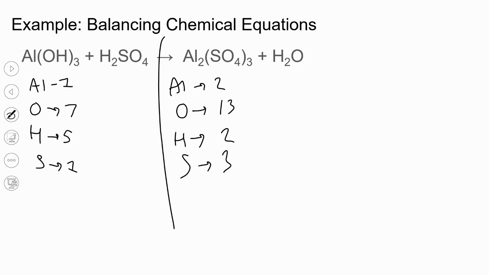Okay. So looking at these, none of them match up, so we're going to have to move some coefficients around. Looking at this one, I'm going to pick this one. This one has 3 different elements. This one has 3 different elements. This one has 3 different elements. But this one has the most elements. I've got 12 oxygens, 3 sulfurs, 2 aluminums. That's a lot of atoms.